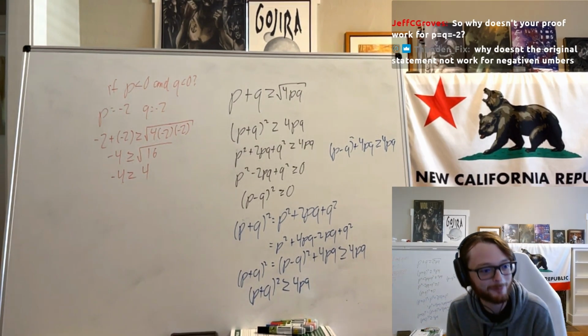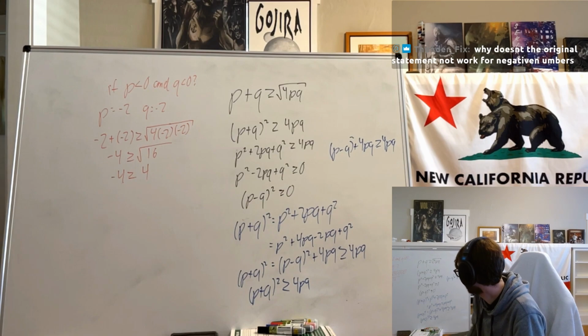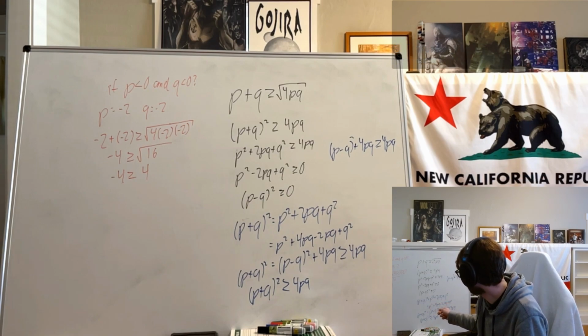I still don't know what point you're making, Jeff. Like, if I did something wrong, or if you're just trying to add more information. But that final blue line on the bottom there, it would be true for negative numbers, wouldn't it?